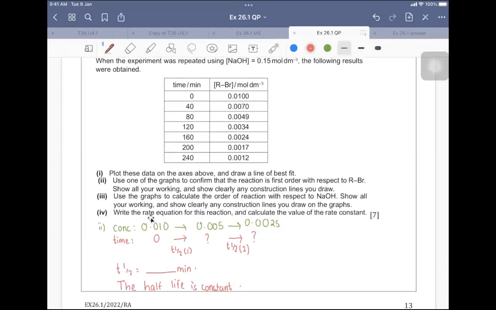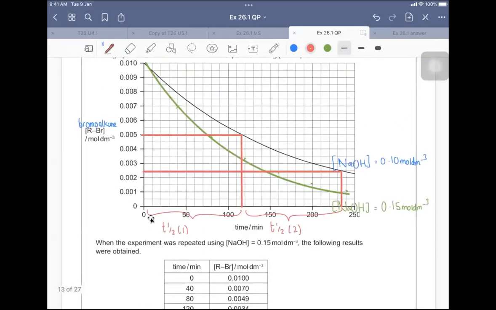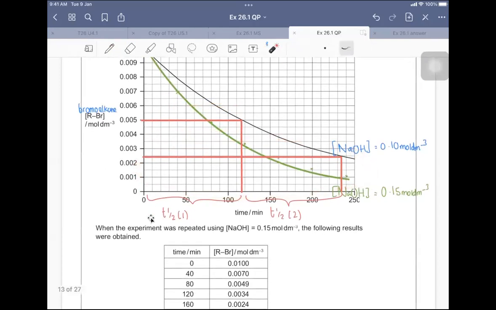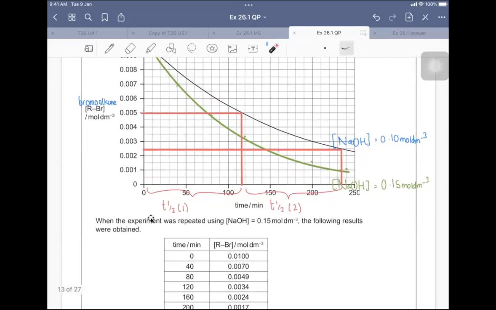They must see the construction lines. These are considered as working. If you don't have these lines, then you will lose that 1 mark. It's the only mark for that question. Okay, next.